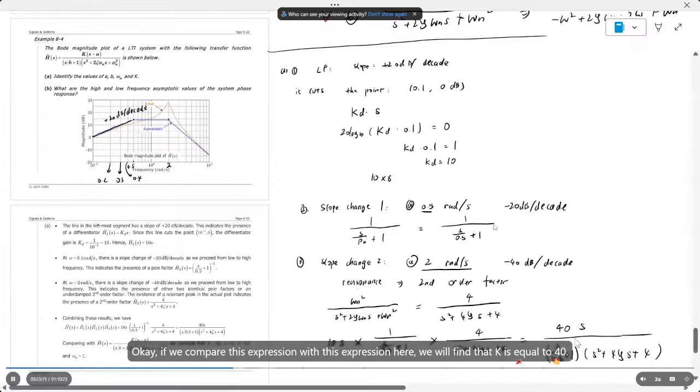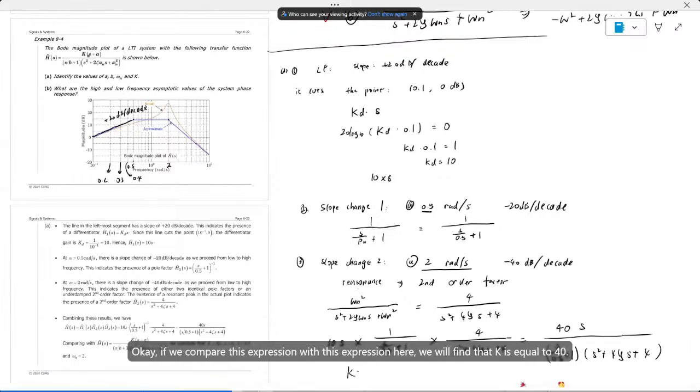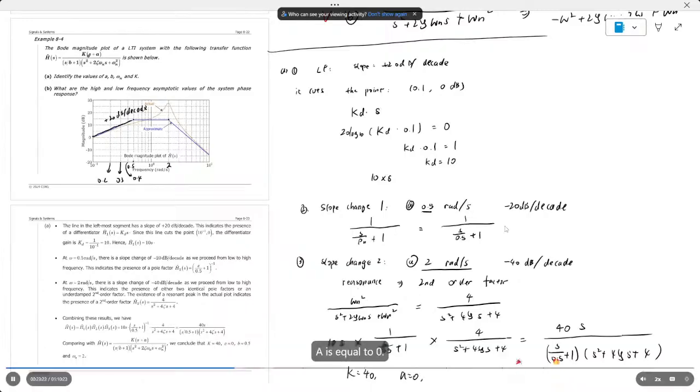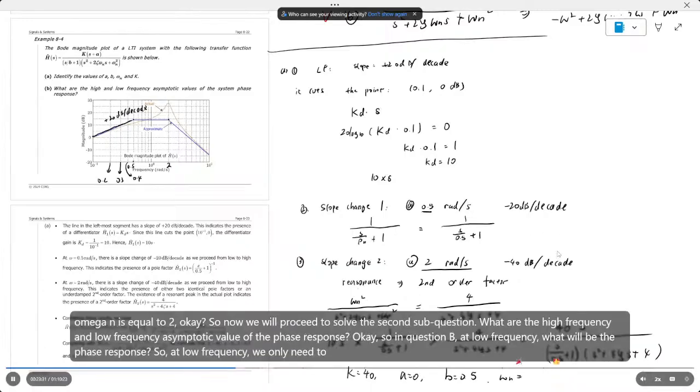Okay, if we compare this expression with this expression here, we will find that K is equal to 40, A is equal to 0, B is equal to 0.5, and omega n is equal to 2. Okay, so now we will proceed to solve the second sub-question. What are the high frequency and low frequency asymptotic value of the phase response?